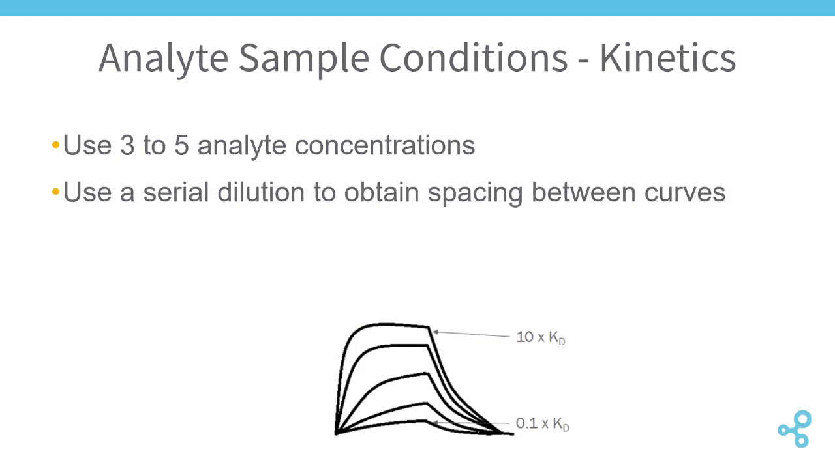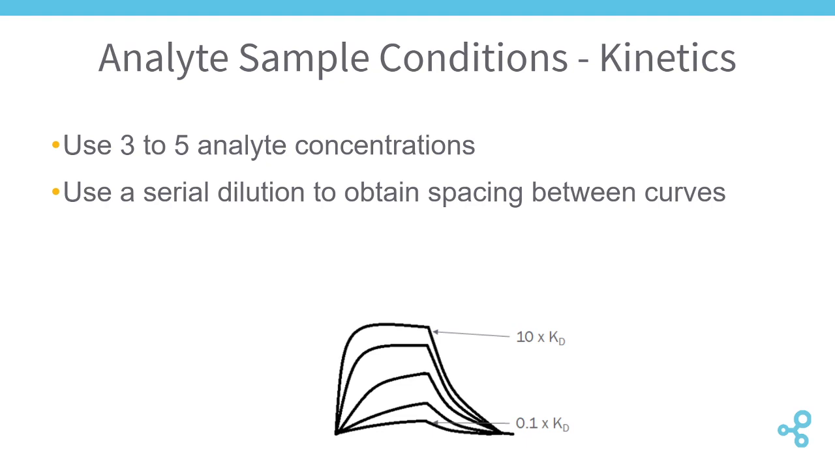So the analyte sample conditions that we're going to use are going to be slightly different if we're doing a kinetic analysis versus a steady state analysis. The difference between the two: in the kinetic analysis, we're going to be getting full kinetics. What that means is we're going to be getting information for both the on and off rate. Theoretically, we can fit all of these to one concentration. So if we have one binding curve, we can calculate an on and an off rate and then get our KD value. However, we recommend using at least 3 to 5 concentrations.